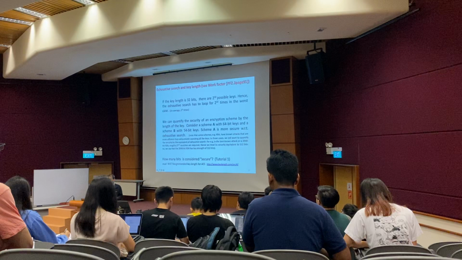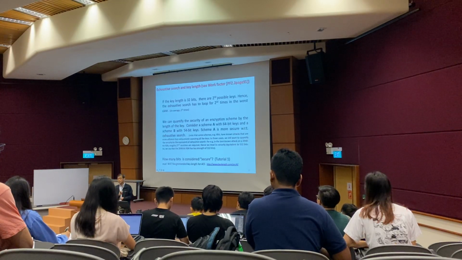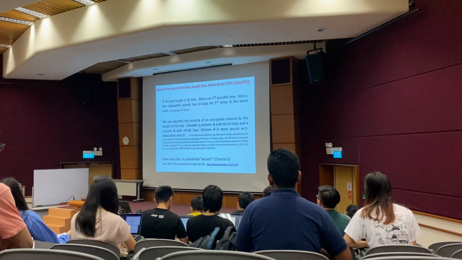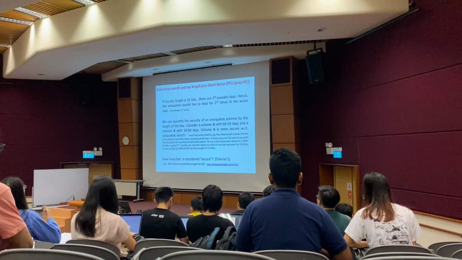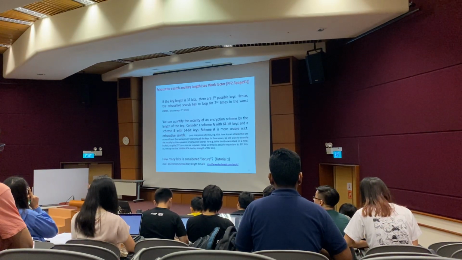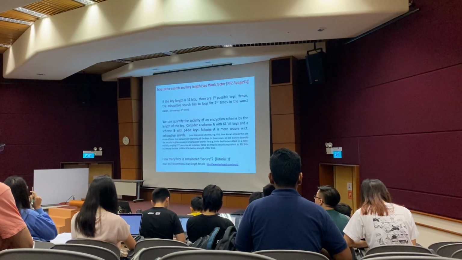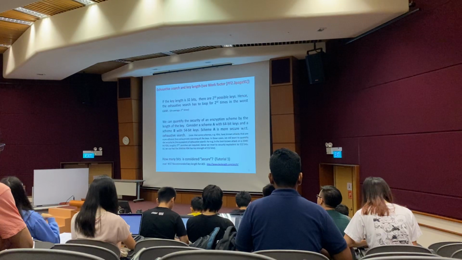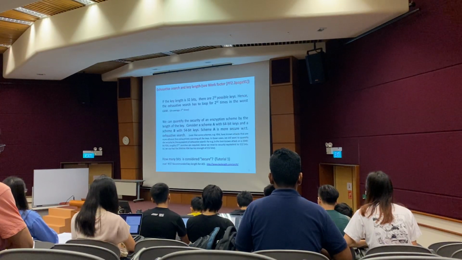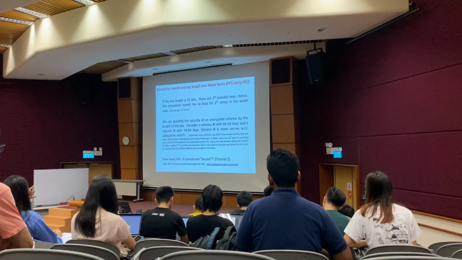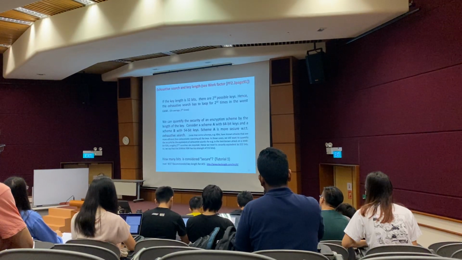NIST is a standard body in the US. They give a lot of standards on encryption schemes. They give a guideline. Go read it. The guideline will say that if you want your scheme to be secure until 2030, this is the number of bits. If you want it beyond 2030, this is the number of bits. What do you mean by that?